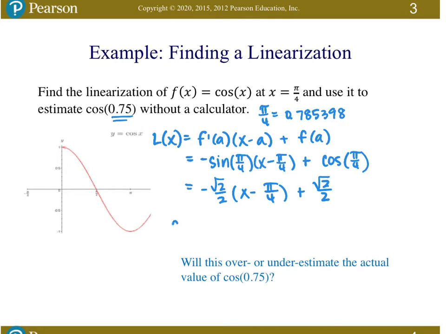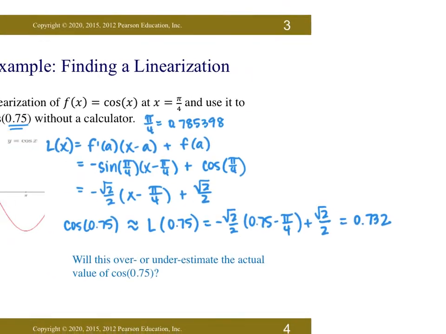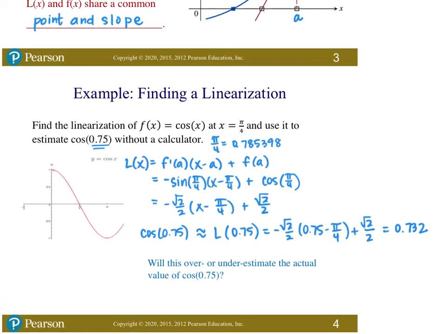So we're going to say that the cosine of 0.75 can be estimated or approximated by the linearization of 0.75. So we're going to plug 0.75 in. So negative rad 2 over 2 times 0.75 minus pi fourths plus rad 2 over 2. And using a calculator, we get that turns out to be 0.732.